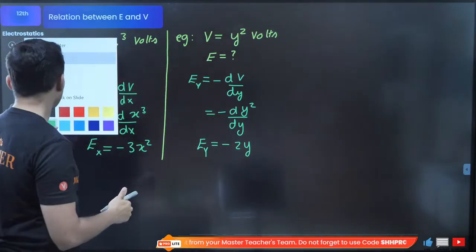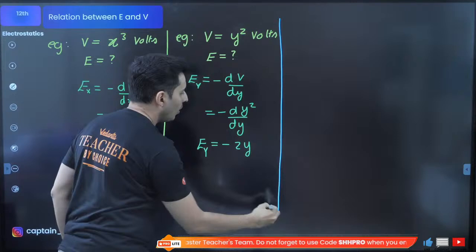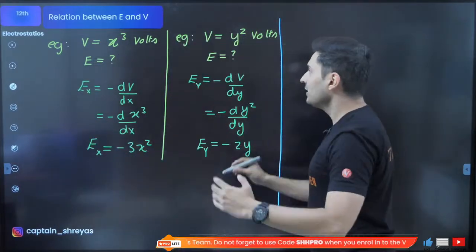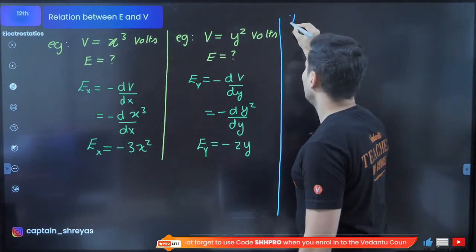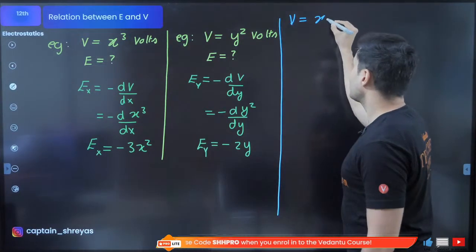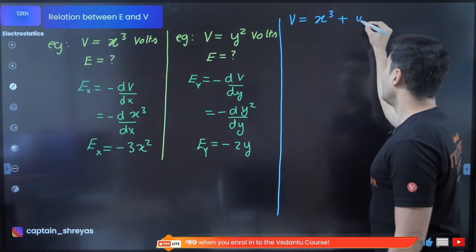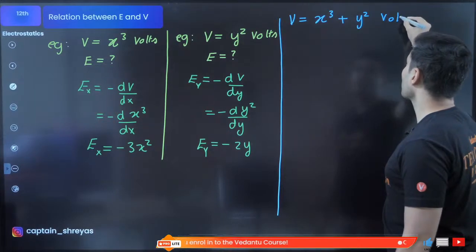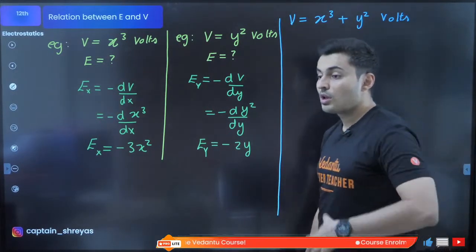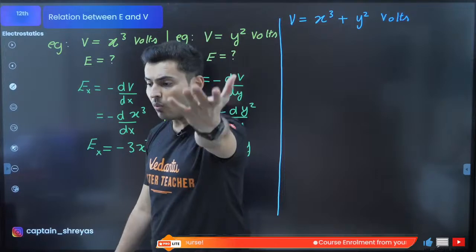What's the purpose of doing this? Now you will understand. Observe this carefully now. Imagine that they tell you that the potential is given by x cube plus y square volts. Now what will you do?